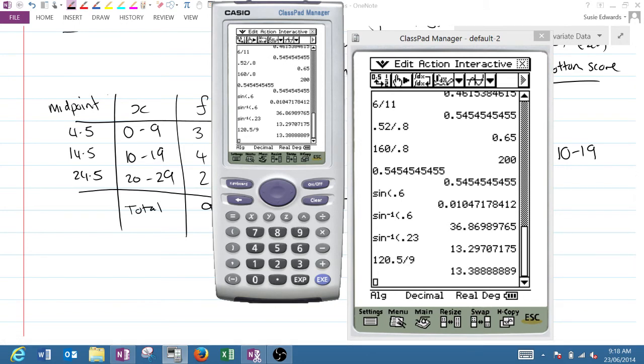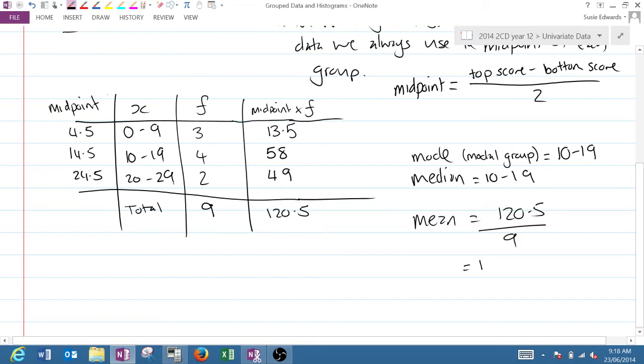So 13.38 recurring. And that's our mean. What do you think is more accurate, when we put data into this, or if we had our 9 scores and I said like 3, 4, 5, 11, 12, 16, 17, 21 and 25? What's more accurate if I found the mean of all the data as specific numbers compared to a mean of the data in groups? Which one's more accurate?